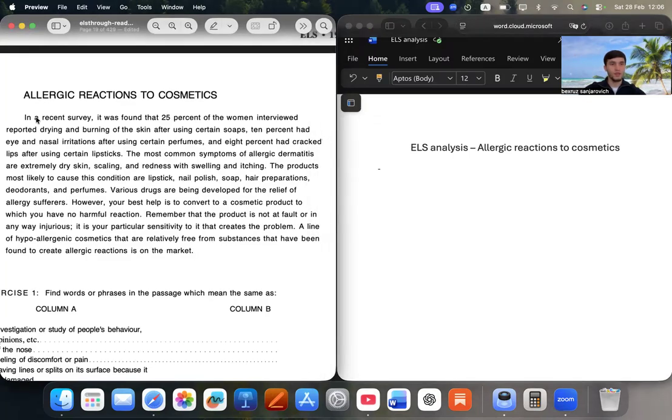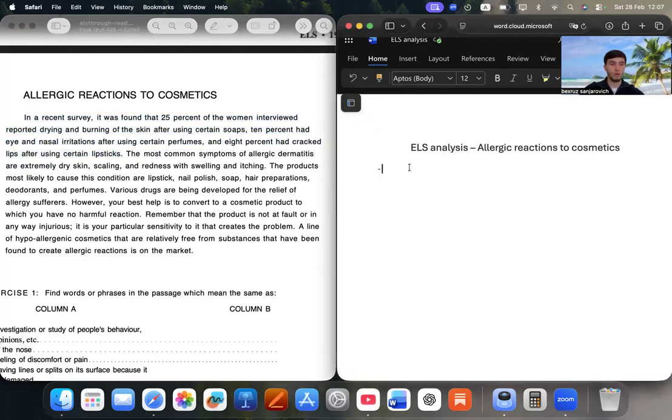Let's start. In a recent survey, it was found that 25% of the women interviewed reported drying and burning of the skin after using certain soaps. 10% had eye and nasal irritations after using certain perfumes. And 8% had cracked lips after using certain lipsticks. Okay, this is a pretty long sentence. Now let's break it down one by one.